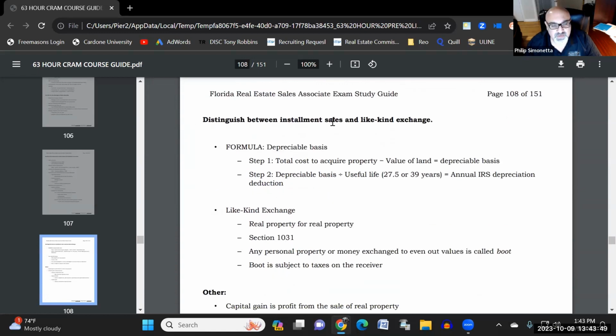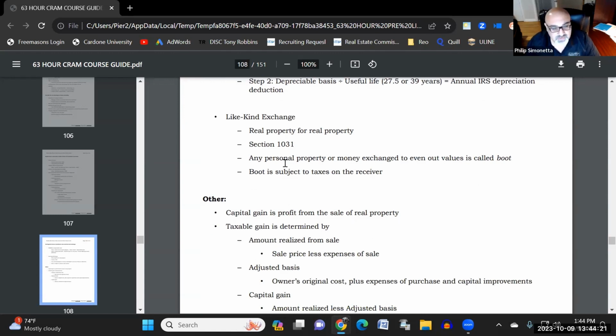So distinguish between installment sales and like-kind exchange. So formula for depreciable basis. Step one, you take the total cost to acquire the property minus the value of the land, and that's your depreciable basis. You take the depreciable basis divided by the useful life, 27.5 or 39, and that's your annual IRS depreciation deduction. Remember we did that on one of the practice tests? Yes. 20% off and divided by 39, right? Yep.